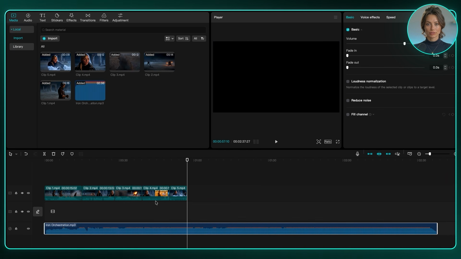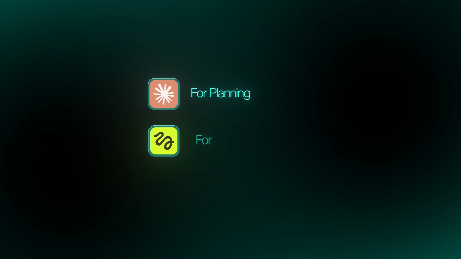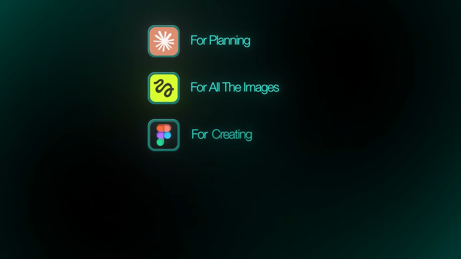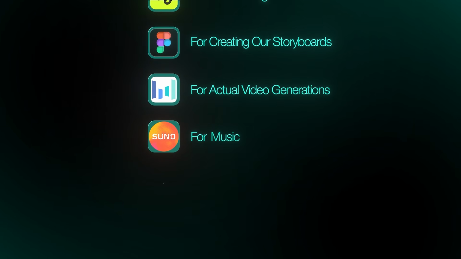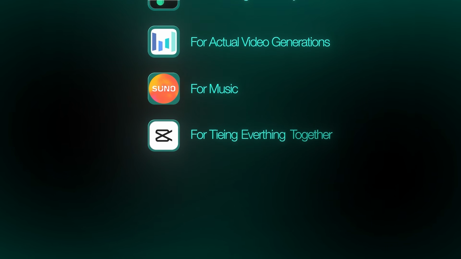And that's our full workflow. We use 6 different tools that all work together, with each one complementing the next. Claude for planning, Soul Cinema for all the images, Figma for creating our storyboard, Seedance for the actual video generations, Suno for the music, and then finally CapCut for tying everything together. And now you know exactly which tools to use to create cinematic AI short films from scratch.